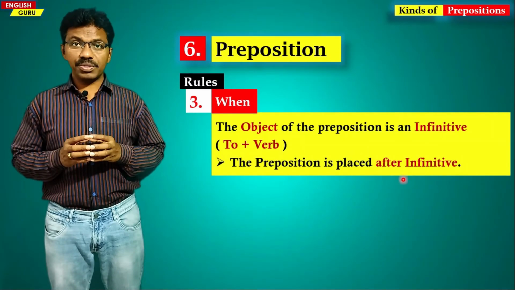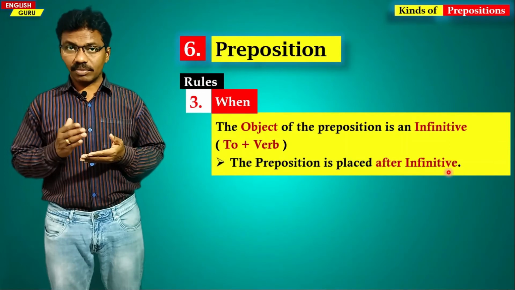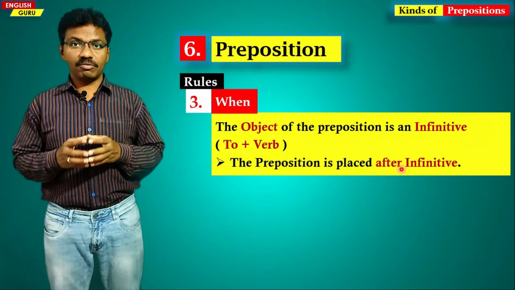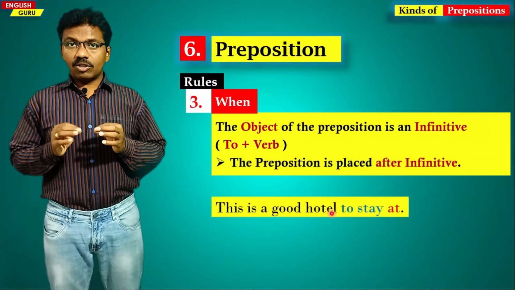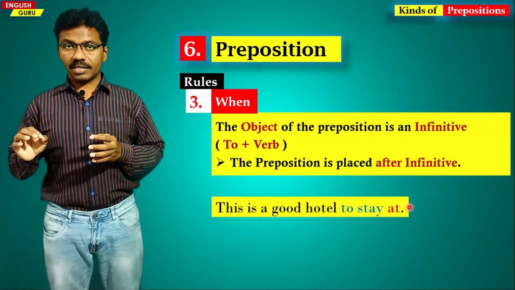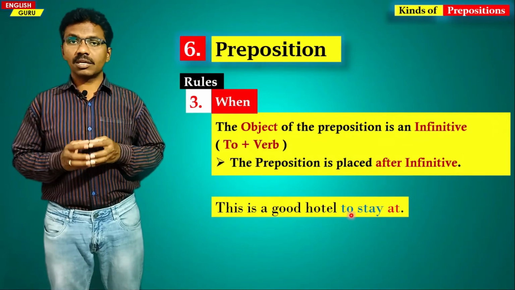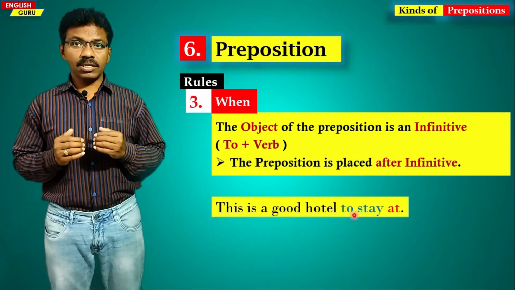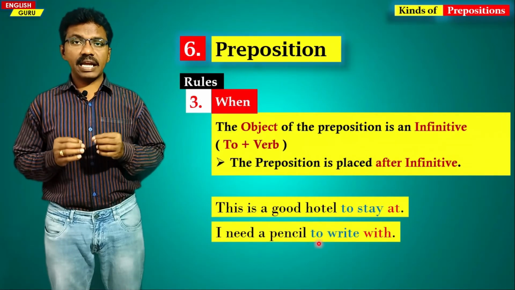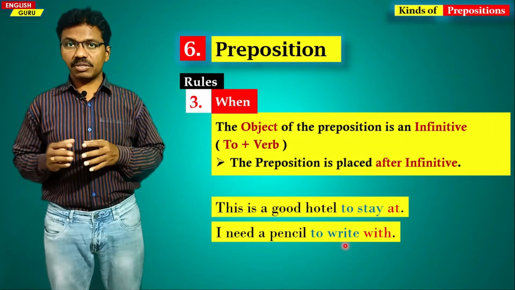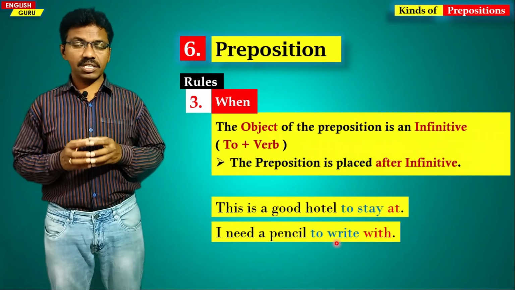The preposition obviously takes the end position. That means at the end of a sentence after the to infinitive verb. For example, this is a good hotel to stay at. At is placed at the end of the sentence. To stay is to infinitive in the sentence. And the next one, I need a pencil to write with. So with is a preposition placed at the end of the sentence. To write is to infinitive.